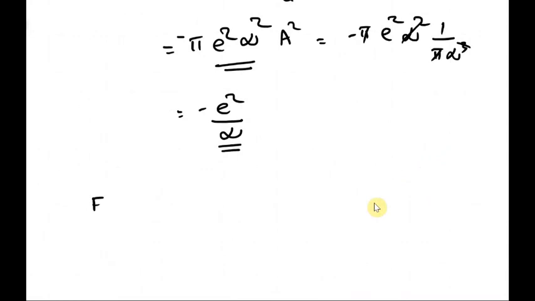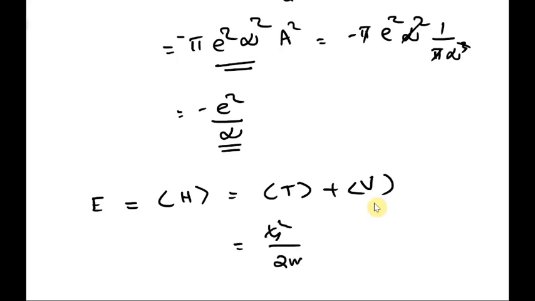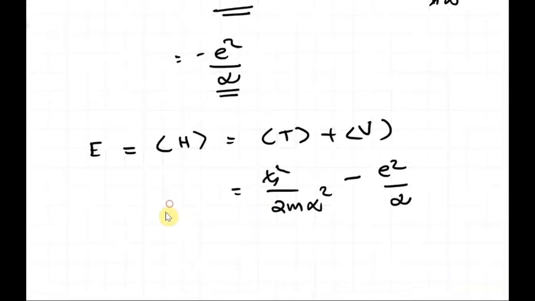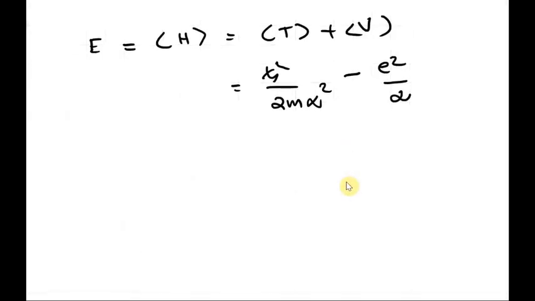Okay, so our energy function is the expectation value of H, which is T plus V. The first one is h cross square by 2m alpha square, and minus e square by alpha. So now we have to minimize this value with respect to alpha. We want to find the smallest possible value for E, which corresponds to our ground state energy.